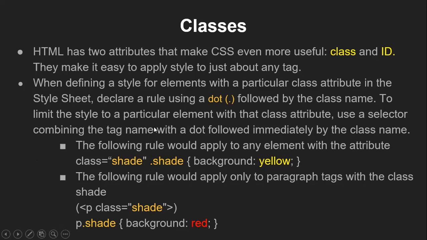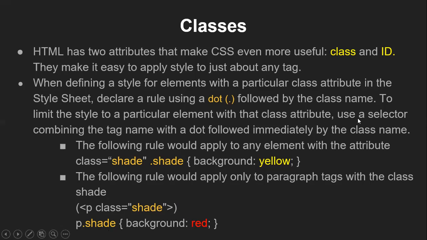Instead of selecting the element tag itself, like paragraph or div or h1 or h5 and so on, you can use the class selector to select the elements from the web page. This is an instance. You have a p tag that has a class of shade. You just go to your CSS and say dot shade, or to be specific, you will say p dot shade, background red.